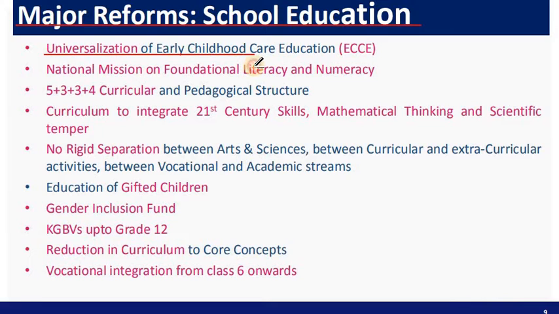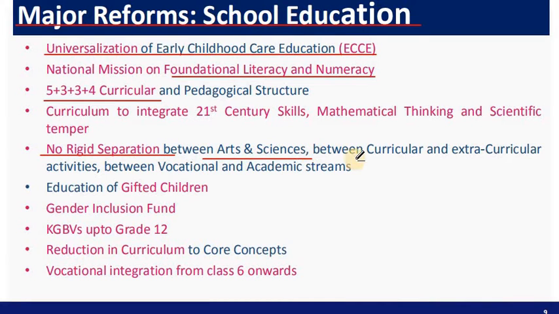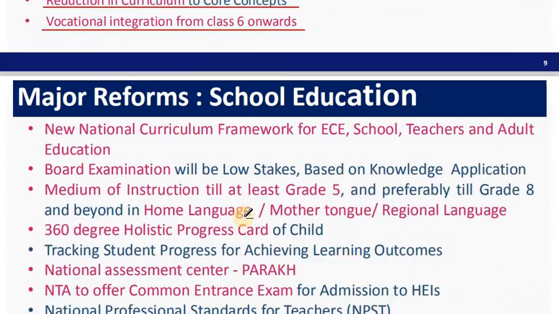Universalization of early childhood care and education, ECCE, National Mission on Foundational Literacy and Numeracy, 5+3+3+4 curricular and pedagogical structure, curriculum to integrate 21st century skills, mathematical thinking and scientific temper, no rigid separation between arts and science, between curricular and extracurricular activities, between vocational and academic streams, education of gifted children, Gender Inclusion Fund and KGBVs up to grade 12, reduction in curriculum to core concepts and vocational integration from class 6 onwards.